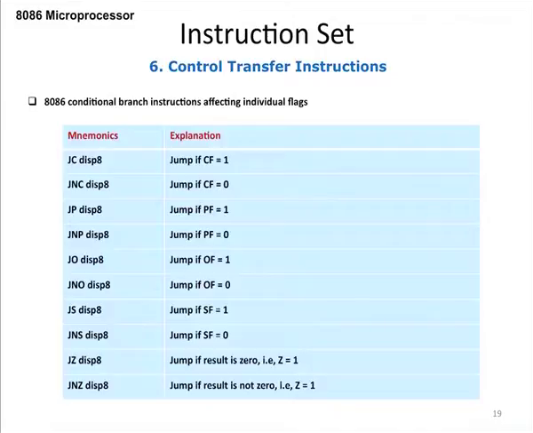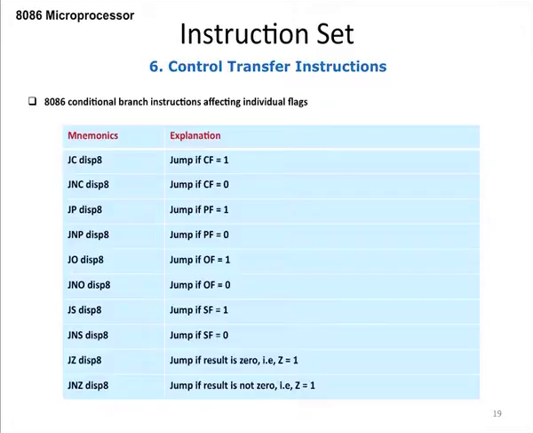Then we have JS, jump to the given address or change the sequence of the program if sign flag is set to 1. Then we have JNS. JNS means jump if no sign, means if the sign flag is 0, then change the sequence of the execution.